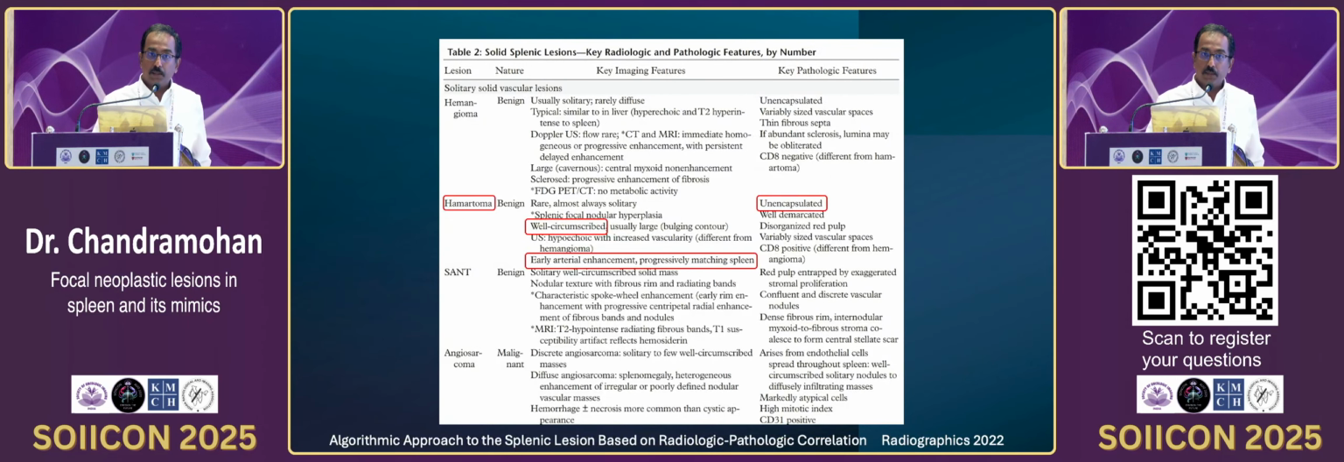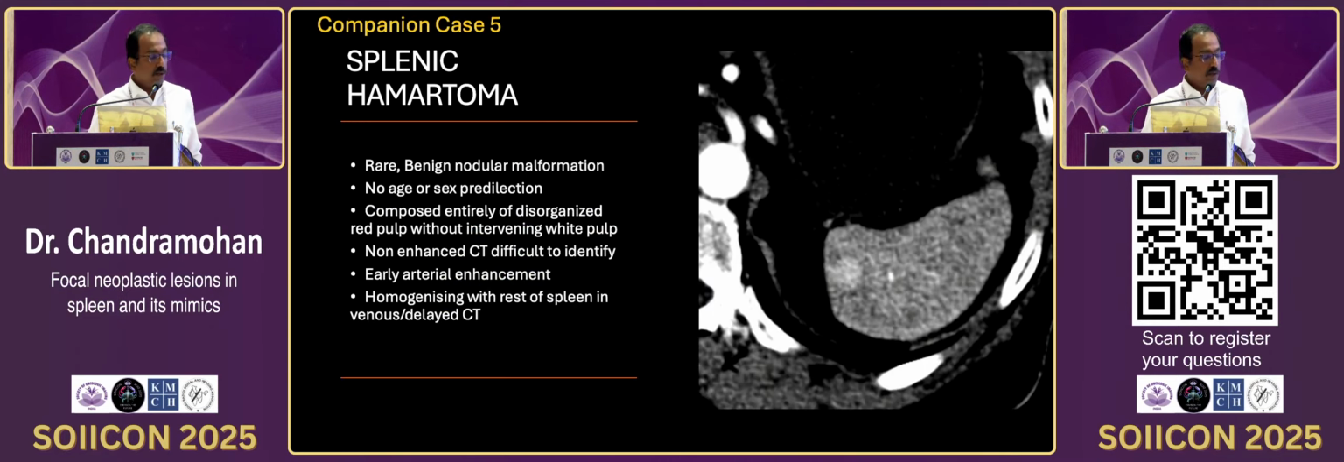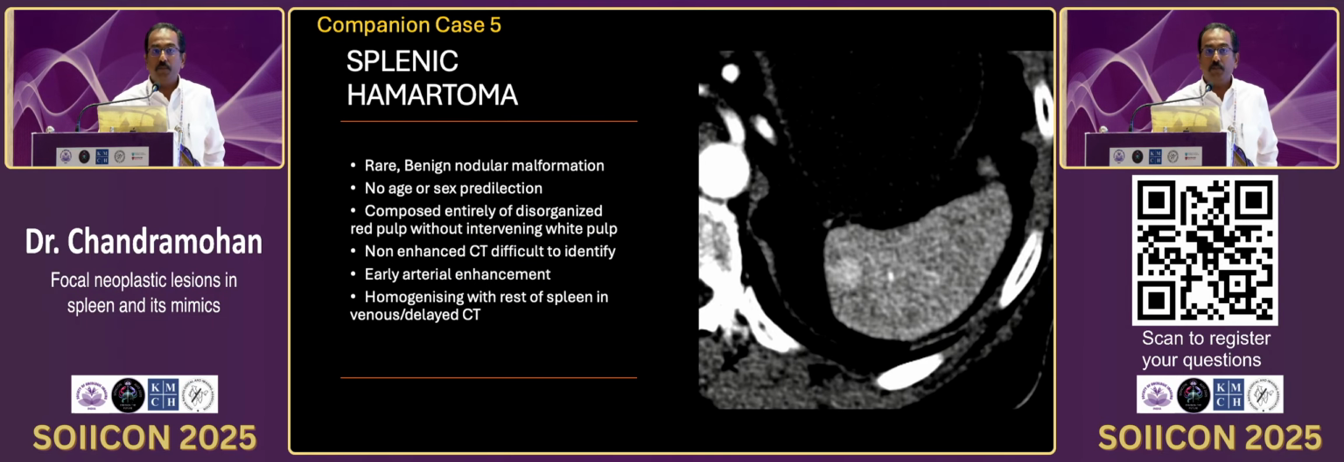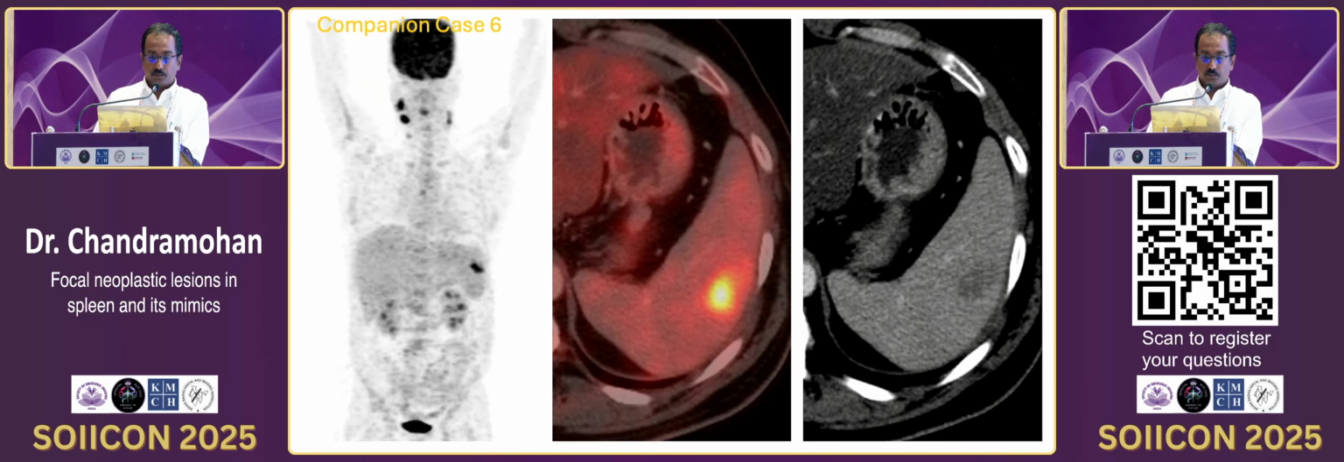Hamartoma will be well circumscribed. Again, it will not be encapsulated. It will have early arterial enhancement, and it will progressively match the rest of the spleen. The splenic hamartoma is seen only in the arterial phase. There is basically a disorganized red pulp, and there will be no white pulp within the lesion. This is also normal splenic tissue.